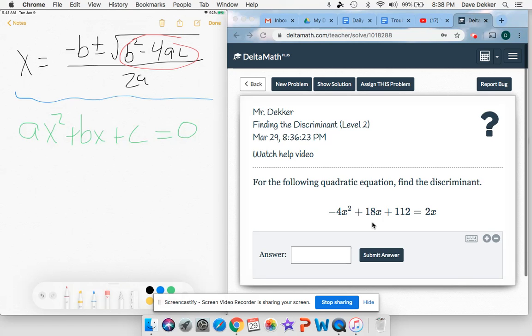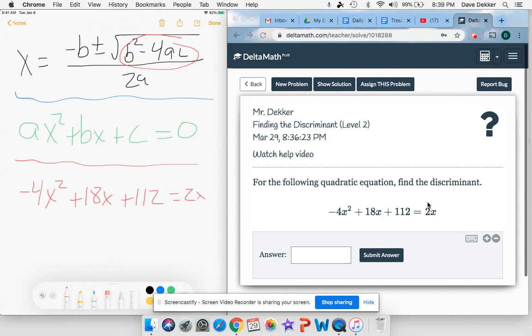If you look at our question, again, they're just asking for the discriminant. The difference here is most of these questions are not quite set up in our standard form, so we need to maybe move a piece or two around before we get there. If we look at this original question, I have negative 4x squared plus 18x plus 112, and it's going to equal 2x.